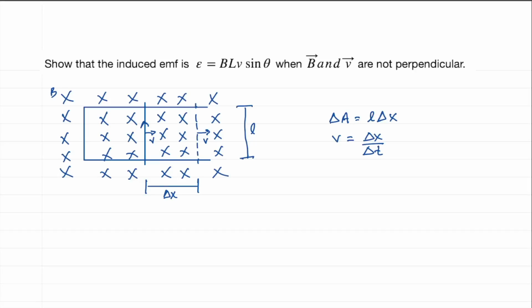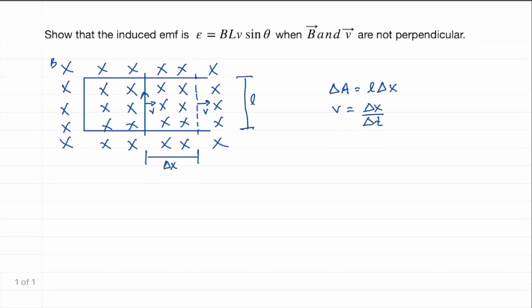Welcome. In this video, we are going to show that the EMF that's induced is external magnetic field B times length of conductor L times the velocity of the conductor times the sine of theta when the magnetic field vector and the velocity vector are not parallel.